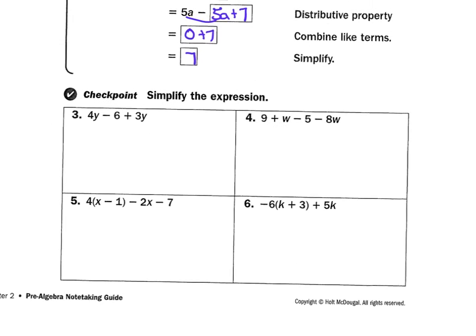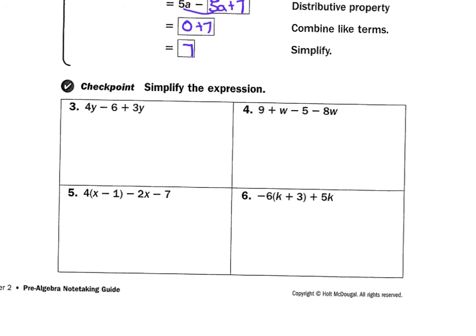Let's go ahead and do our examples together. Combine our like terms. We can combine our y's. So 4y and 3y gives us 7y. And we still have minus 6.